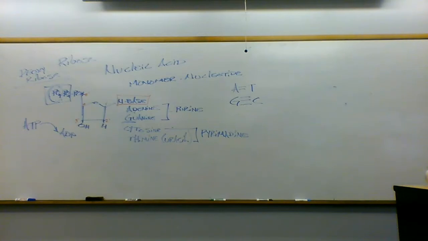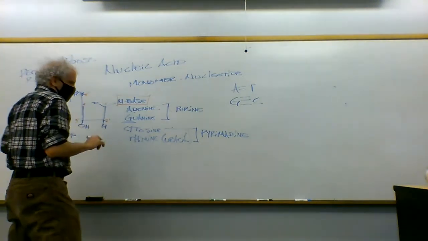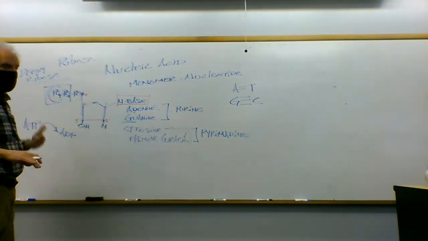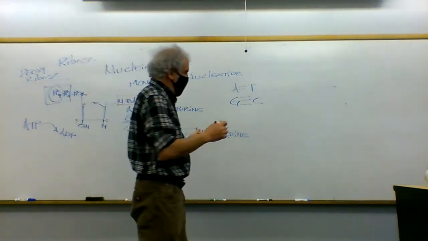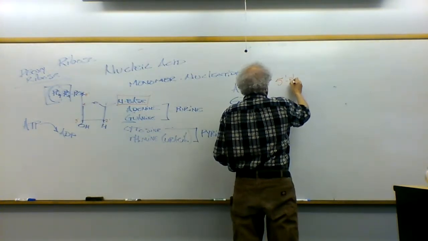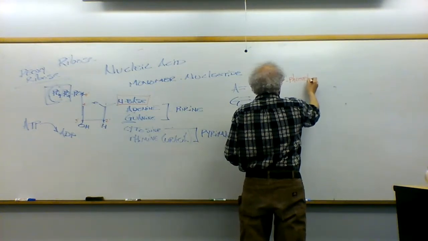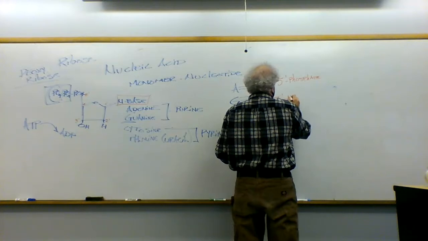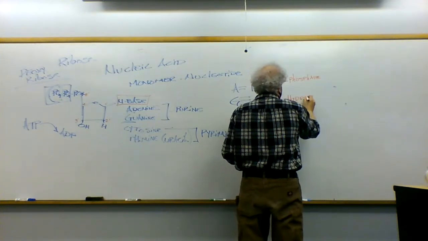That's the 5' carbon. This nomenclature is critical because we always talk about nucleic acid polymerization in terms of the carbons, and we have this standard mantra of the 5' phosphate and the 3' hydroxyl.